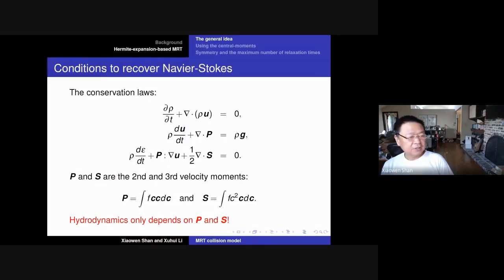It starts by looking at the procedure that you go from your conservation equation to the so-called Navier-Stokes equation. So we know that the critical part is that you have the second moment, the pressure tensor P, and part of the third moment, which is the heat flux S. As long as you have those two moments calculated from your non-equilibrium distribution function, then you're fine. You don't care about what exactly the distribution function is. You only care about these two leading moments.